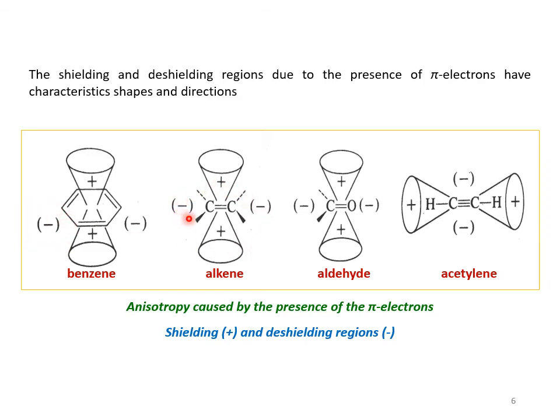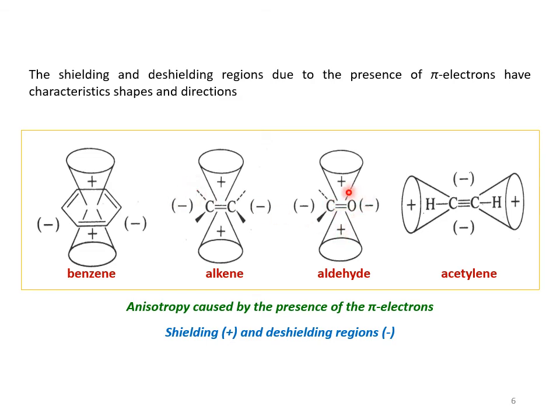Coming to alkenes, in alkenes also the position of the protons is at the de-shielding zone, hence the protons of the alkenes show higher delta values.